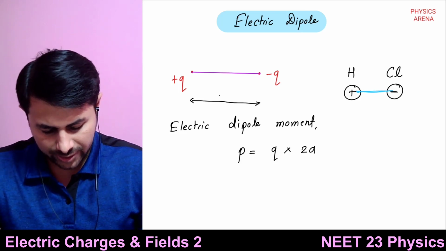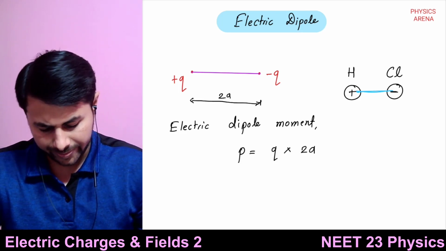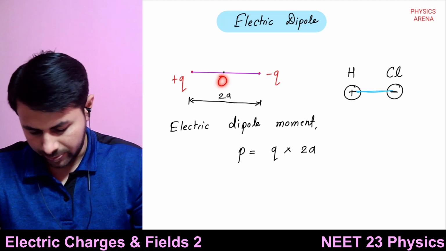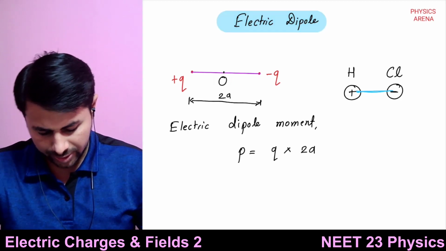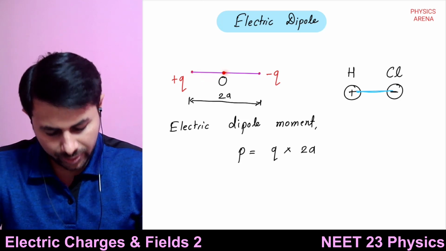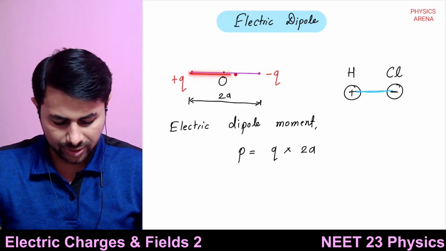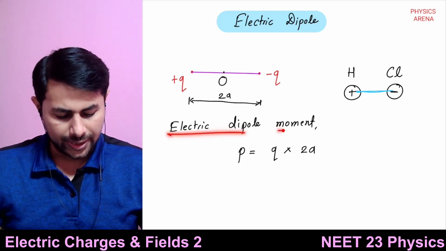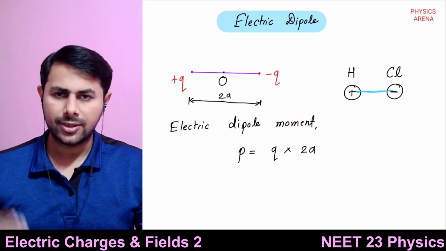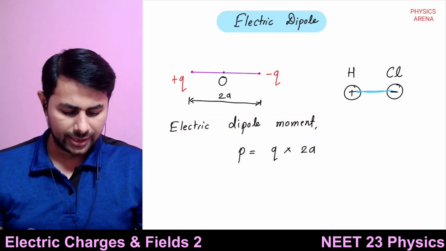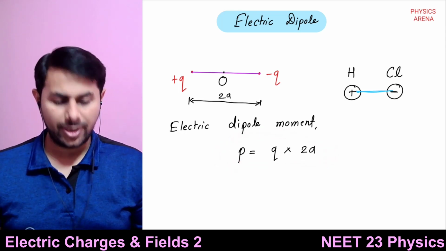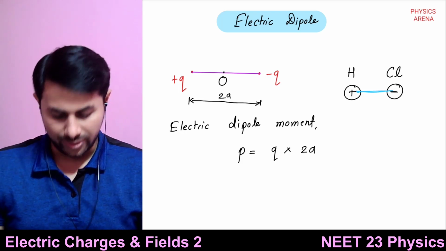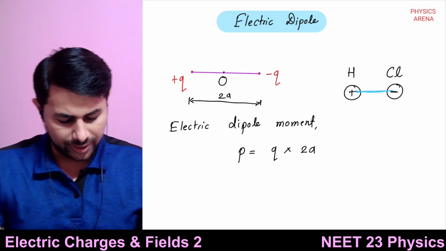This distance is written as 2a, and this is the midpoint. Suppose the midpoint is point O. The distance from plus q to O is a, and from O to minus q is also a. So the distance between plus q and minus q is 2a. So the electric dipole moment is q multiplied by 2a, and we'll see that the dipole moment will come in all the formulae related to the electric dipole. That's why it is important.